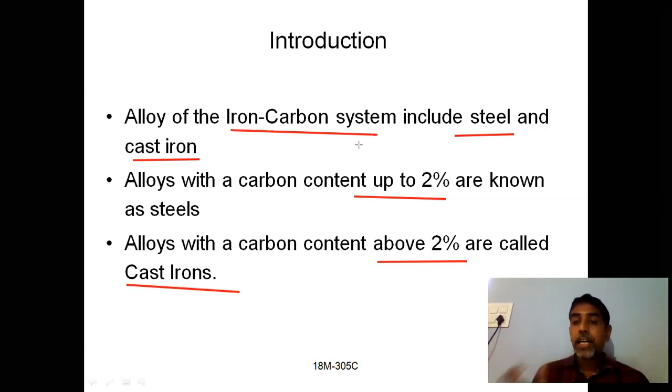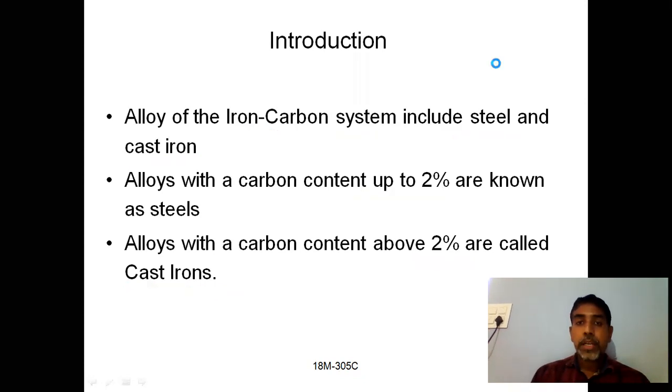Your iron carbon system is nothing but an alloy, because here we have a combination of two or more elements, and one should be a metal. Iron is a metal. So in that alloy, you may have steels and cast irons based on the carbon percentage. Up to 2%, they are called steels. If it is more than 2%, we call them cast irons. You should remember these concepts very carefully.